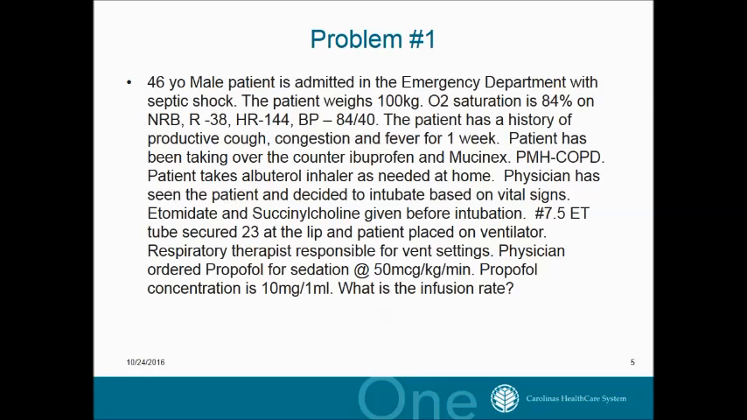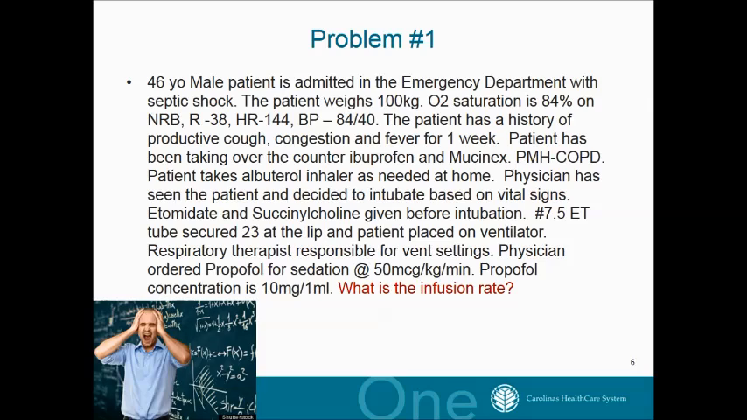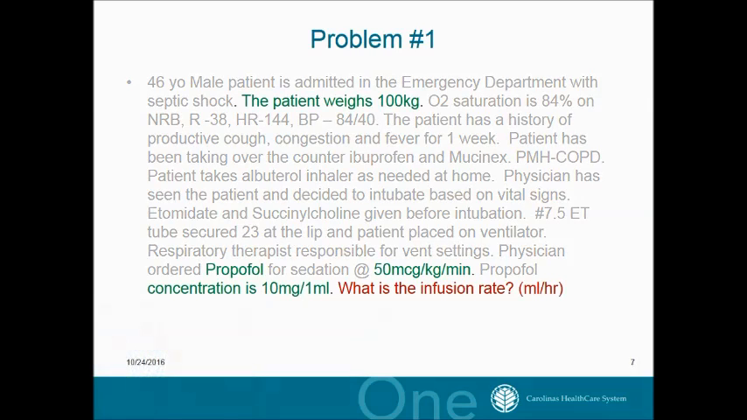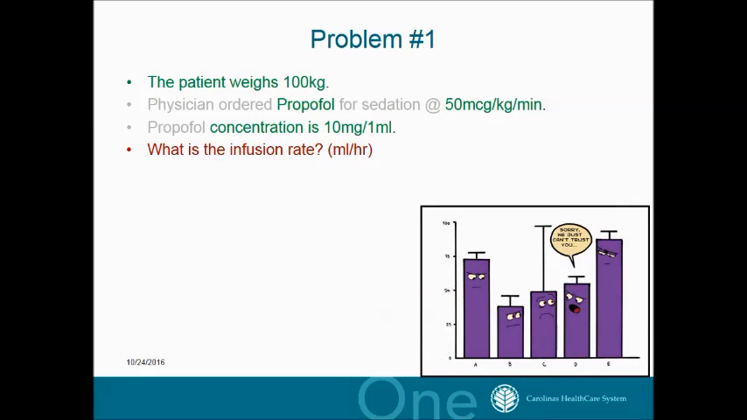This is a lot of information with a lot of distractors to wade through before you can figure out what info you actually need. The question we need to answer from the final sentence is the infusion rate. If we remove the noise of the descriptors, we can find the patient weight along with the ordered drug, dose, and concentration. With these three pieces of information, we can start working on the solution. We have a weight of 100 kilograms, weight-based dose of 50 mics per kilo per minute, and propofol concentration of 10 milligrams per mil.